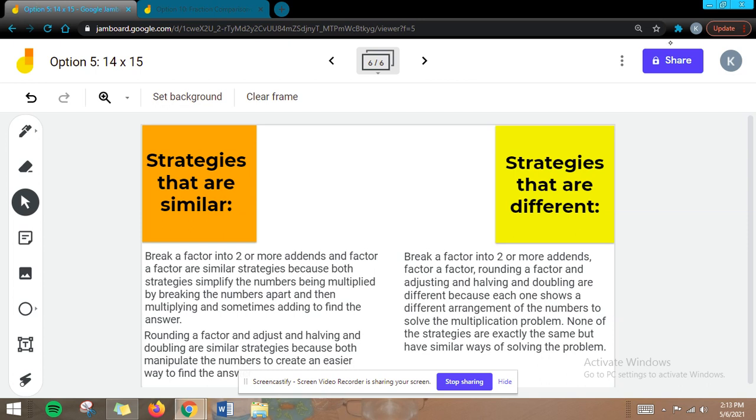And then the strategies that are different, like how are they different? I said for all of them, they are different because each one shows a different arrangement of the numbers to solve the multiplication problem. And some of them you're able to show like an area model and other versions of models to help represent what you did with the strategy. And then none of the strategies are exactly the same, but have similar ways of solving the problem.